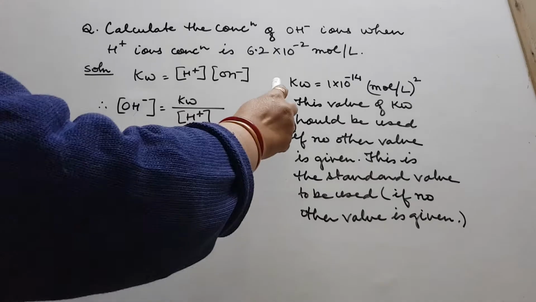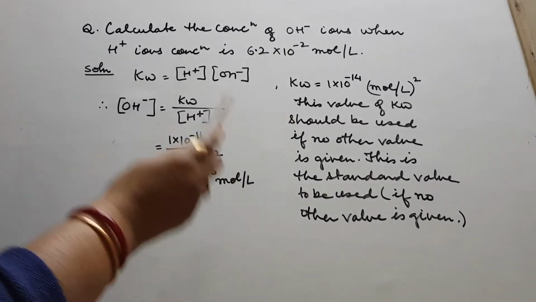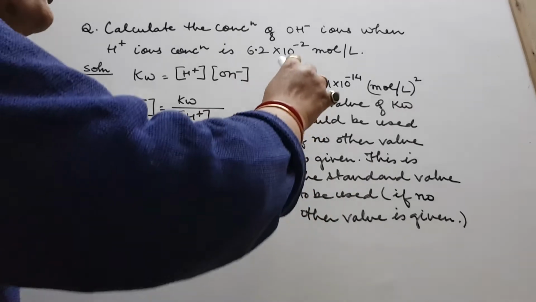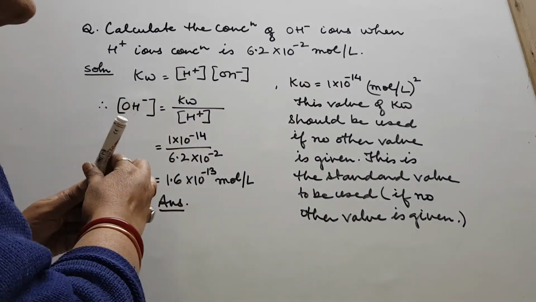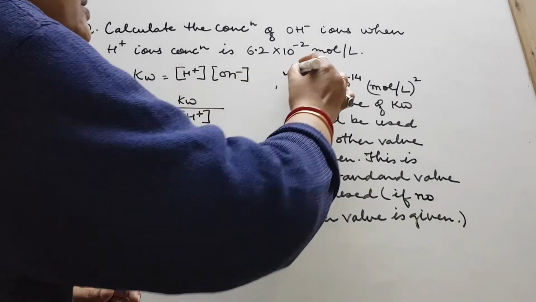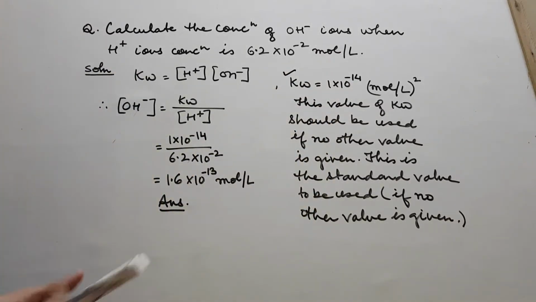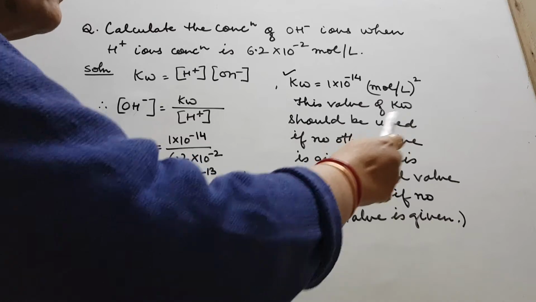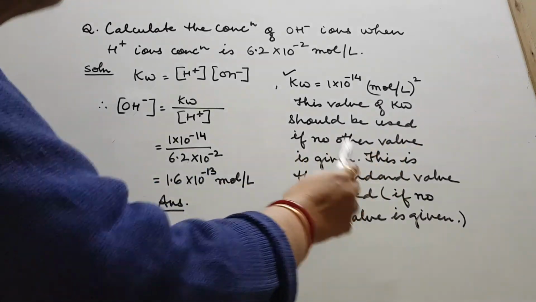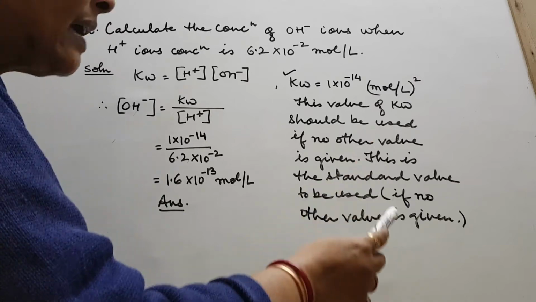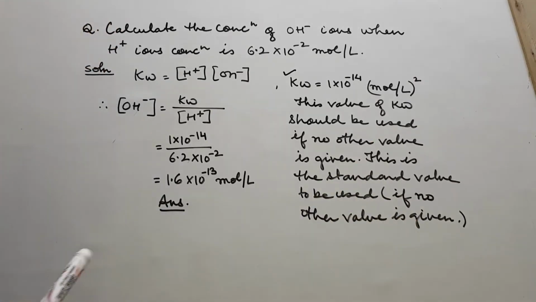That's why I should not have written this point while solving the numericals. It's only for your convenience to read. You should have written this point only: this Kw is to be used. The rest I wrote only to explain to you so that you remember. So this value of Kw should be used if no other value is given. This is the standard value to be used. Again I am saying, if no other value is given.